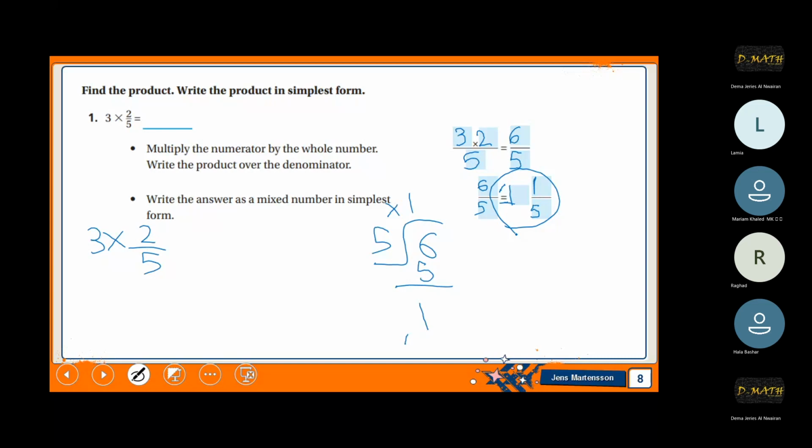Here, because 6 is greater than 5, 5 cannot hold 6. So we're going to simplify it and write it as a mixed number. Okay? That's it. I like 4 over 5.